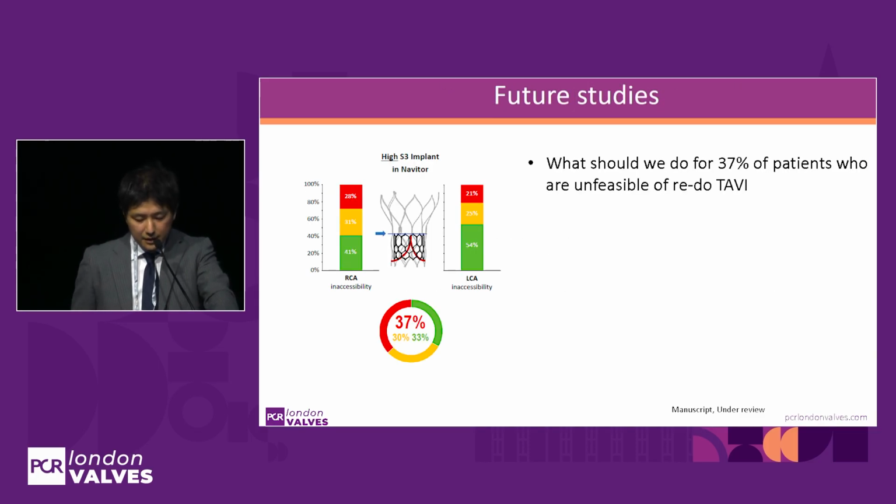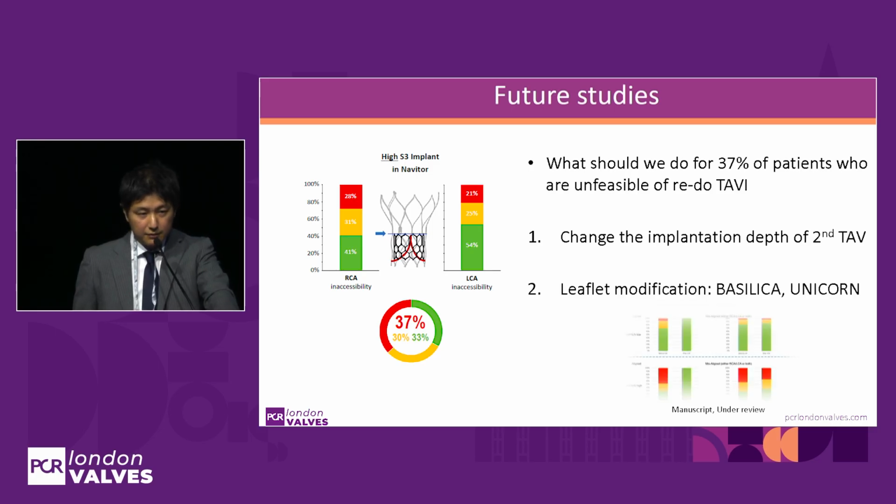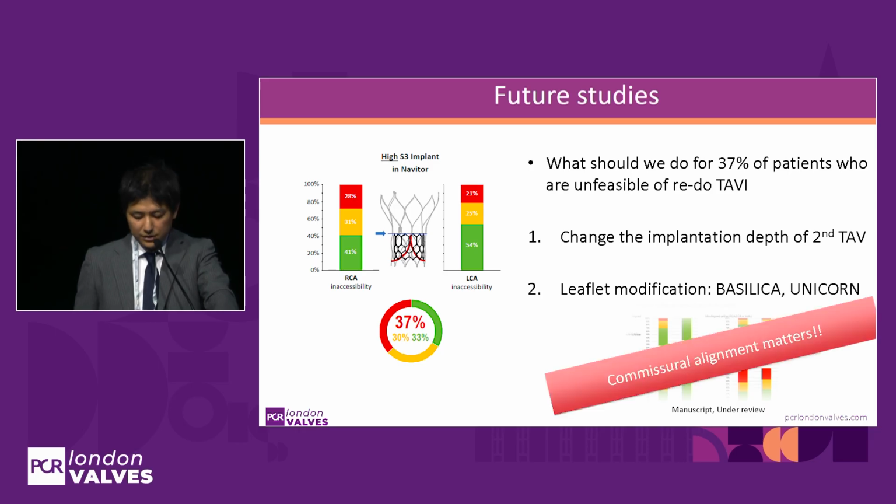And finally, what should we do for the 37% of patients who are unfeasible for redo TAVI? We can change the implantation depth of the second TAVI, or we can do a leaflet modification like BASILICA or UNICORN. And for effective leaflet modification, we know that commissural alignment is very important, and we are investigating the impact of commissural alignment on redo TAVI feasibility. Thank you.